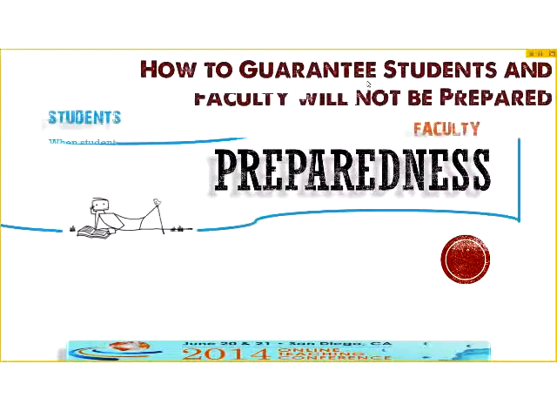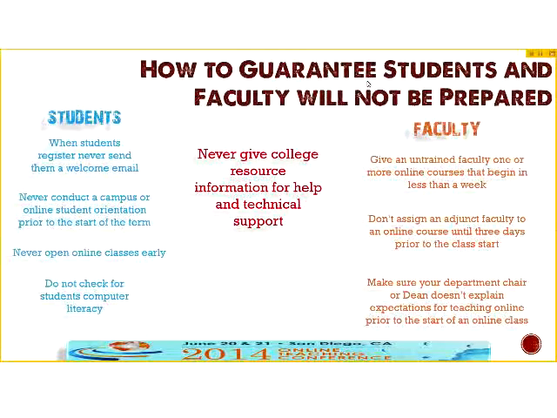So let's talk about preparedness to start. We're talking about student preparedness and faculty preparedness. On students, one of the ideas that we have is that when students register and you never send a welcome email, this is going to guarantee the students and faculty will not be prepared. With faculty, if you give an untrained faculty one or more online courses that begin in less than a week.